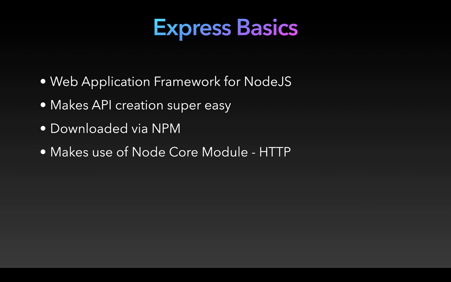Moving on to Express. So what is Express? Express is a web application framework for Node.js. Express makes creating APIs super easy. Express is a third-party module which is downloaded via the Node Package Manager. Express makes use of the Node core module HTTP, and it provides a bunch of functions which makes it super easy to create a CRUD application. Sometimes writing code directly on Node could become a little tricky, and Express makes it super easy to create API endpoints. Okay, let's move on to the next slide.